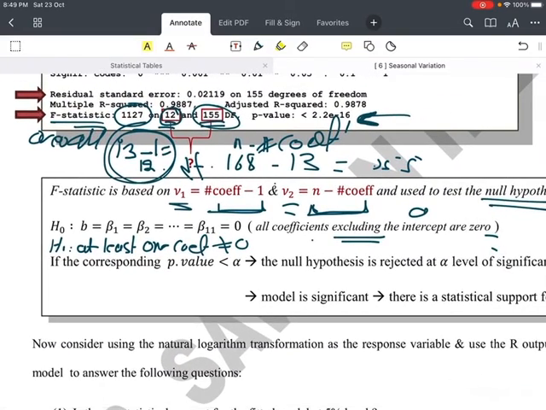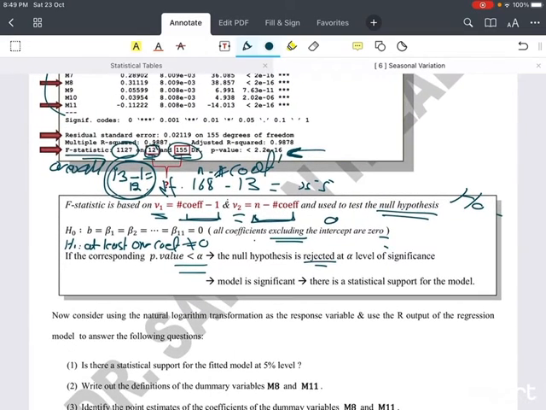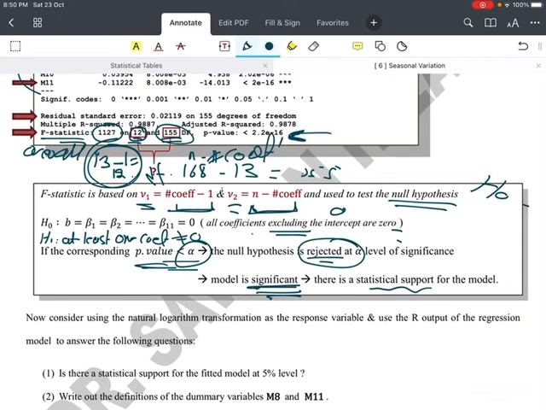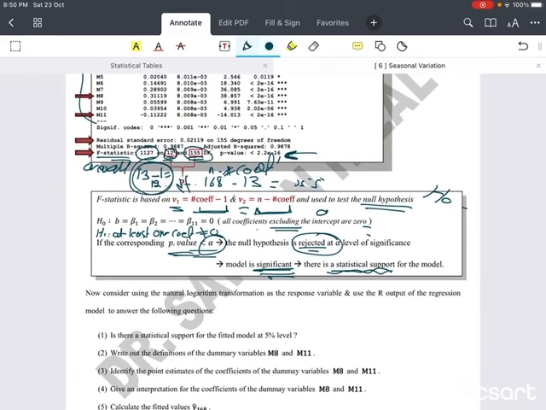Okay. How do we accept and reject? If the p-value is less than alpha, we will reject the null hypothesis. If it is less than alpha, p-value less than alpha. Okay. If we reject, that means the model is good. The model is significant. Significance means important, means it's good. There is statistical support, meaning I have statistical evidence telling me that this model is fine, is good. Okay, so this is the explanation of the F-test.